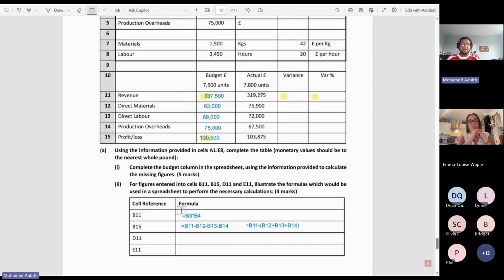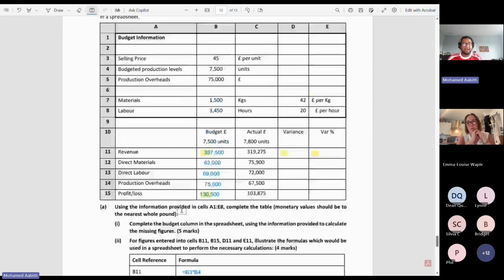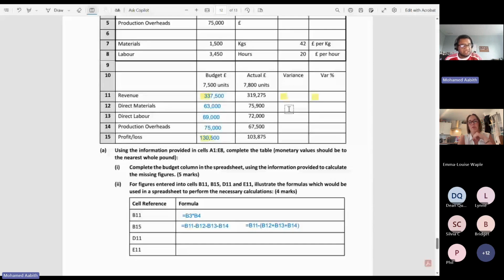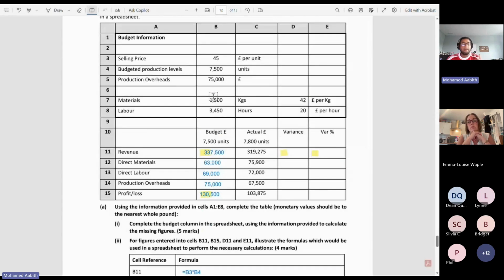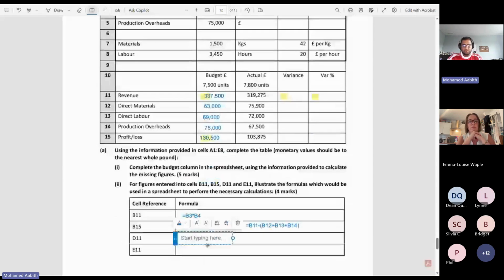Now the D11 is a bit complicated because they ask you to calculate the variance. Again, remember, only here the variance matters. The variance formula for the other three is different. So in this scenario, it is actual minus the budgeted figure. So what we need to do here is equal to C11 minus B11. So that is the formula there.